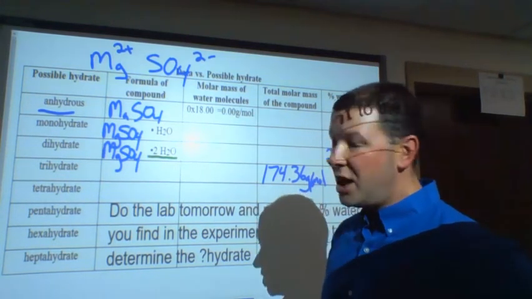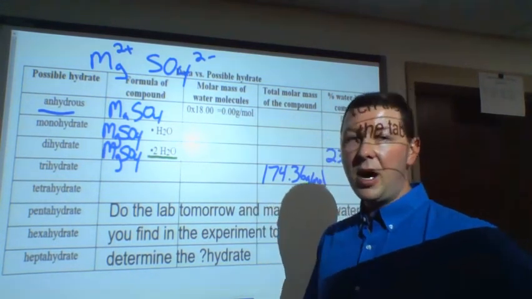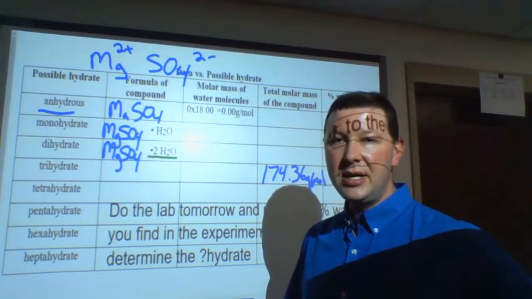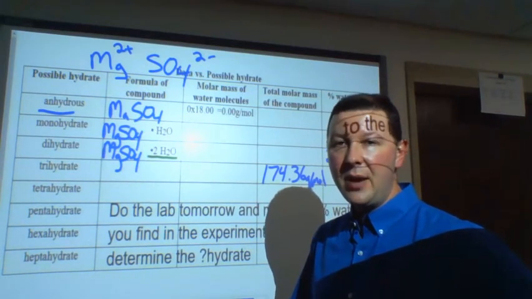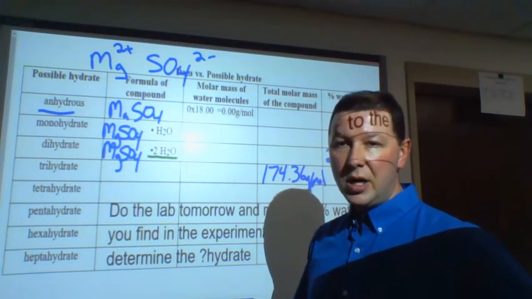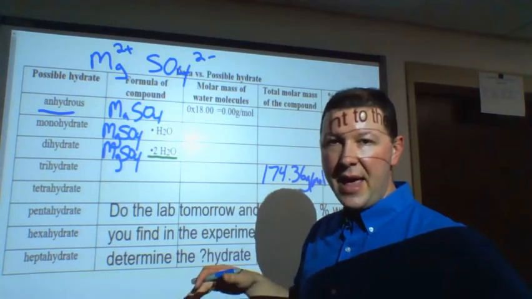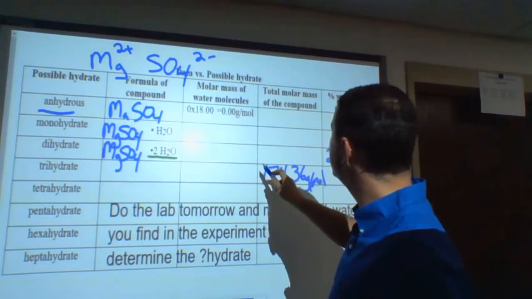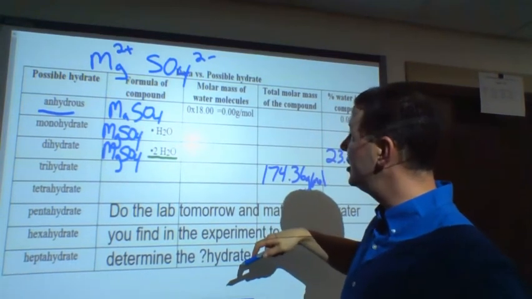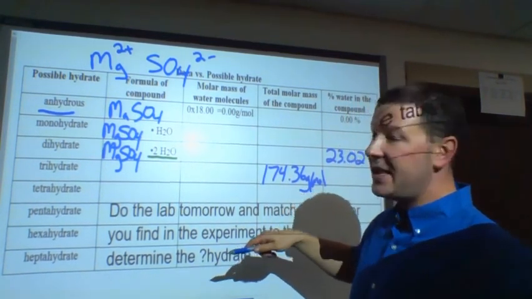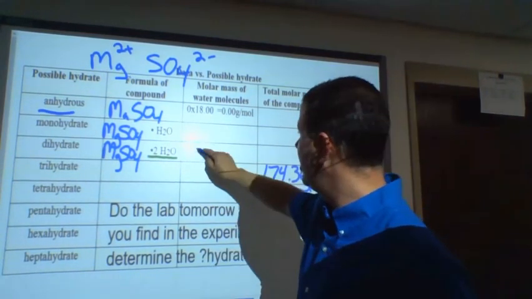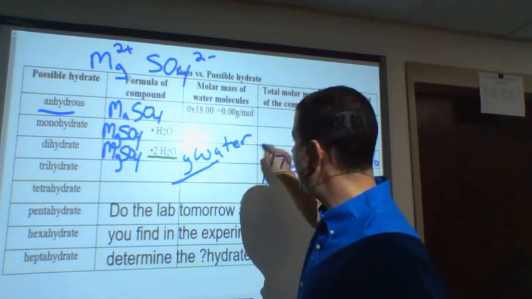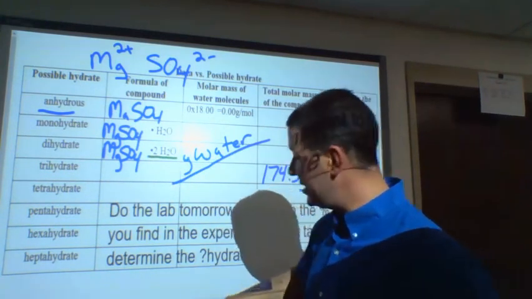By filling out this chart, what we're going to do is when we do the lab tomorrow, you will put some compound into a container. You'll get the mass of that compound. You'll heat it up. Water will be driven off. We'll take the mass of the dry stuff. We'll figure out how many grams of water you have in the compound. And then we'll find that percent. So you'll take the grams of water you have in the compound, and you'll divide it by how much you started with, just like we did on this first page.